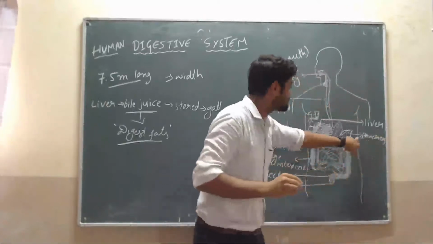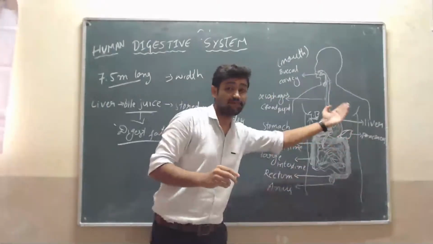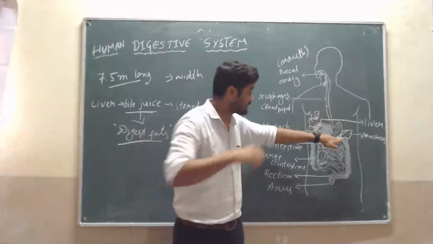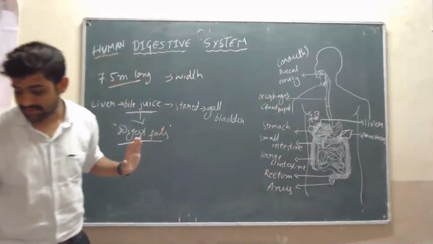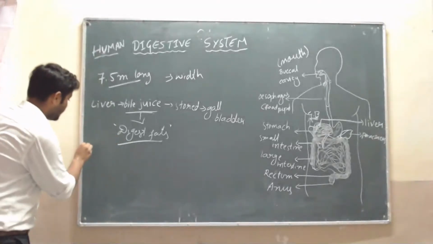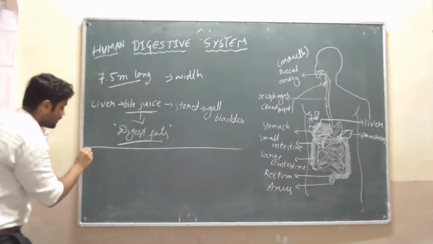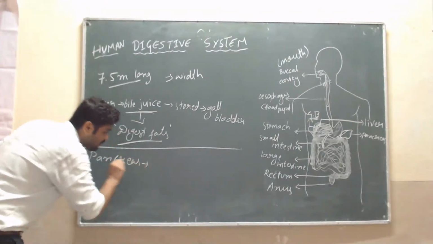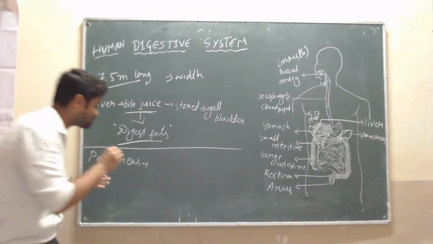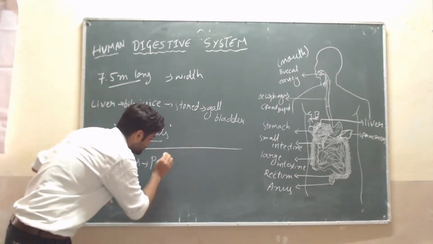This pancreas, see this, lies below or behind, deep type, that is called the pancreas. Up to here, fat digestion happened. I will write here now, that is our pancreas. This pancreas will secrete the pancreatic juice.